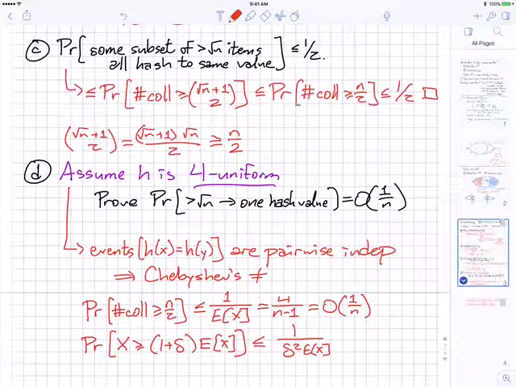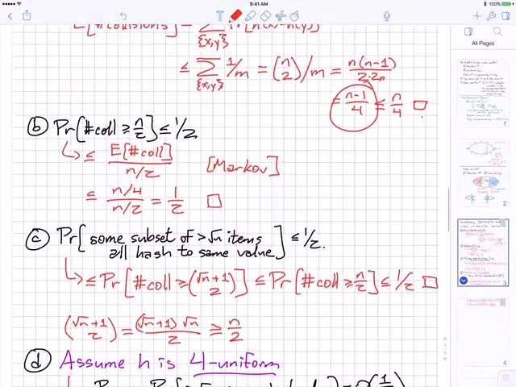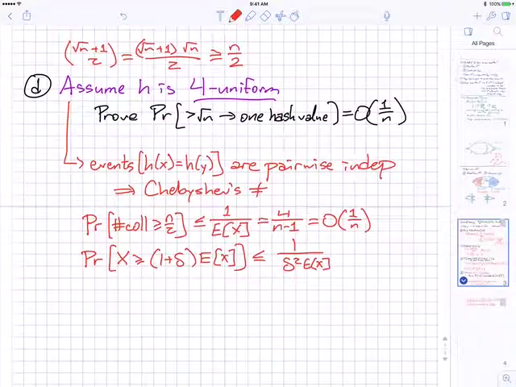Okay. This is beyond what I would expect to be a fair exam question. Parts A through C, perfectly fair. One line each, two lines each maybe, a little bit of math. But this leap from 4 uniform, meaning that these collisions are pairwise independent, I think is just a little bit over the edge from what I can actually ask you to do.